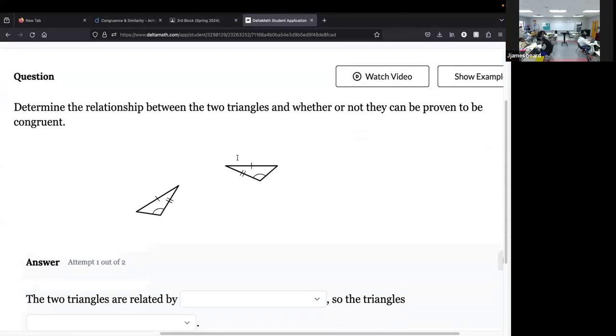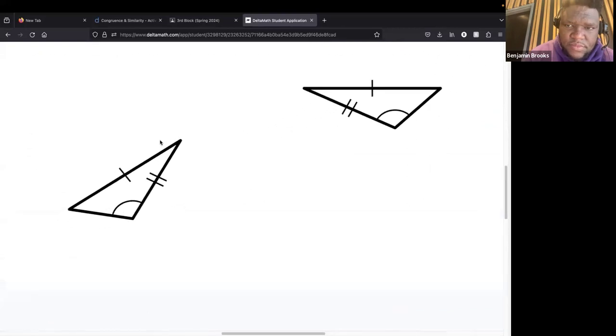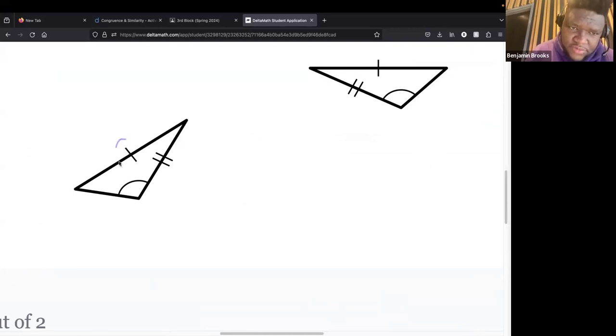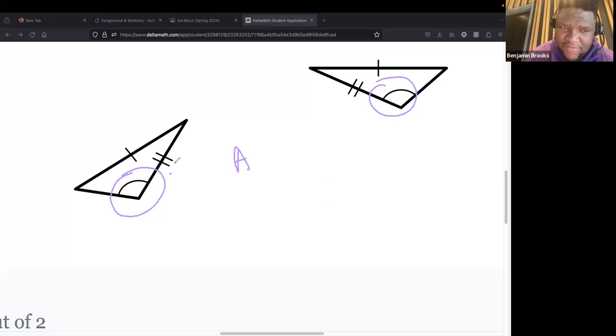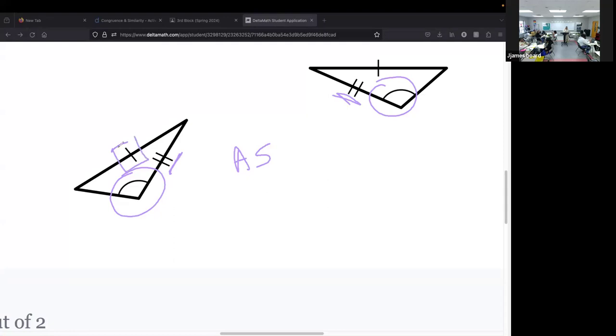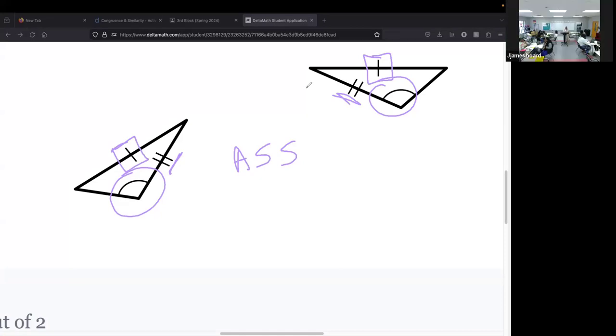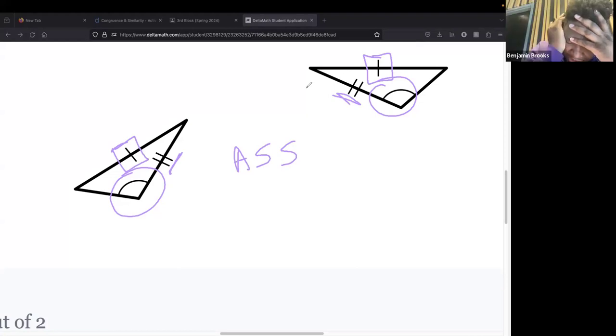All right, let's do another one. So in this one, we've got an angle that's congruent. Then we have sides that are congruent. And then we have these two other sides that are congruent. Are the two triangles congruent? Yeah. No, they're not congruent.